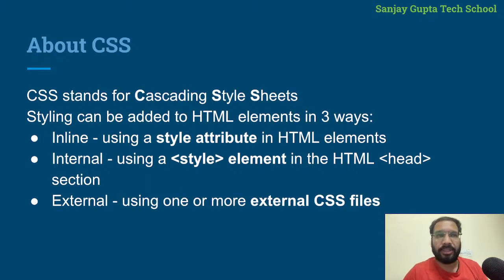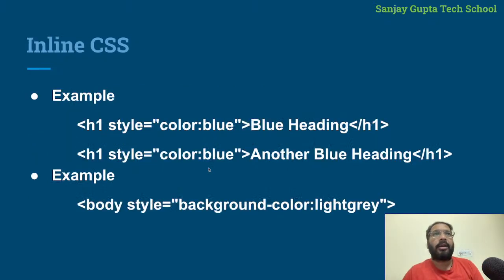And the third one is external CSS. If you want to apply CSS on more than one HTML page, in that case you can apply external CSS, right? So repeating again, inline CSS is basically element specific, internal CSS is basically page specific, and external CSS can be applied on multiple pages, right? So we have three different ways to write CSS. Now we'll be understanding these one by one.